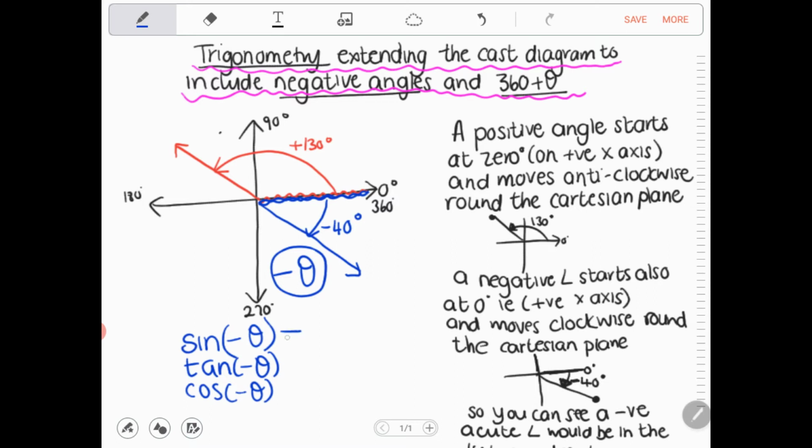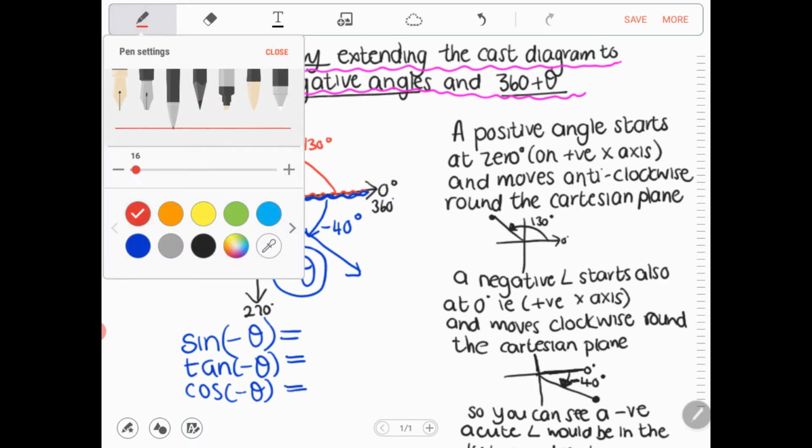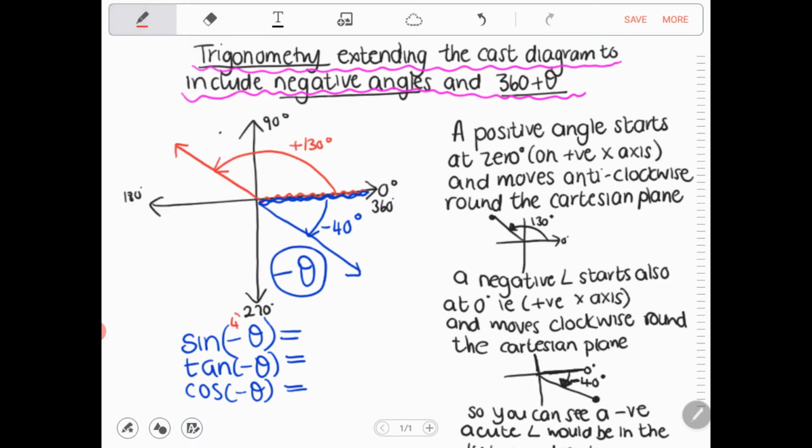So we need to look at what those ratios are doing. So this is a fourth quadrant angle, like yesterday. We've identified it. It's a fourth quadrant. Negative theta is in the fourth quadrant. Sine in the fourth quadrant is negative. So we take it to negative sine of the acute angle positive theta. Okay, so this negative here in front is not the same as that negative inside the bracket. You are asking what that ratio is doing in the fourth quadrant.